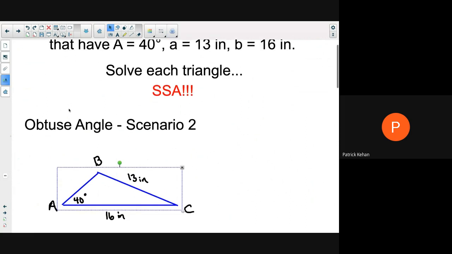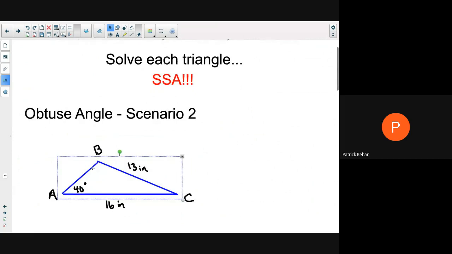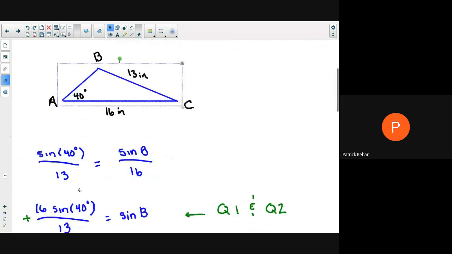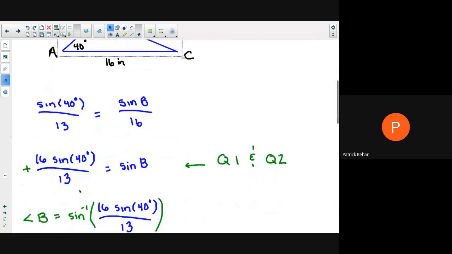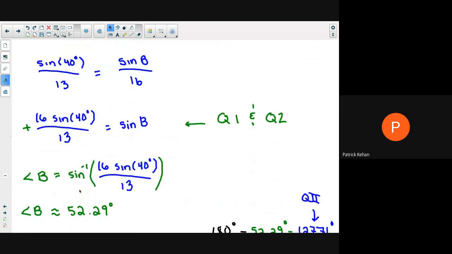So same information again, still side-side-angle. It's still risky. So I sketched the same triangle, except instead of making angle B appear to be acute, I made it more of an obtuse angle for visual purposes. We still have to start the problem the exact same way we did in the previous problem, so a portion of your work is already completed. We're going to use the law of sines to find angle B here. That's the only way to move forward, right? So you can use a lot of that work from the previous example. So that's giving us angle B is 52.29 degrees.